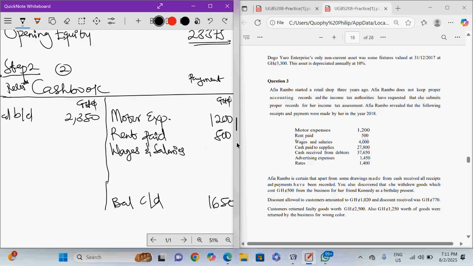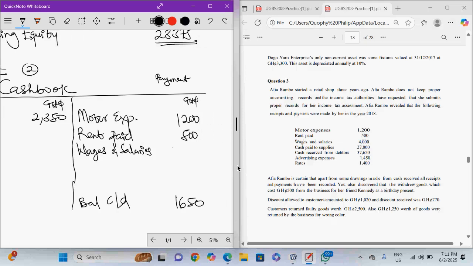So assuming they had prepared the cash book for us, we would have jumped to step 3. But here, they've not prepared it. They have given us the items for us to prepare. That is why we are preparing it ourselves. So the wages and salaries is how much? It's 4,000. Right? Cash paid to suppliers.